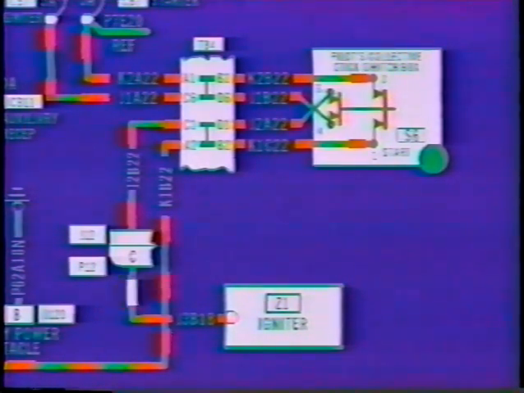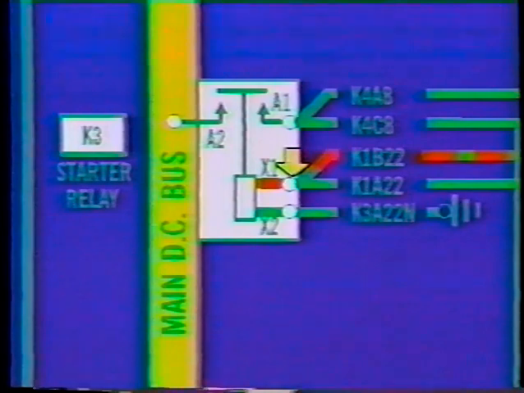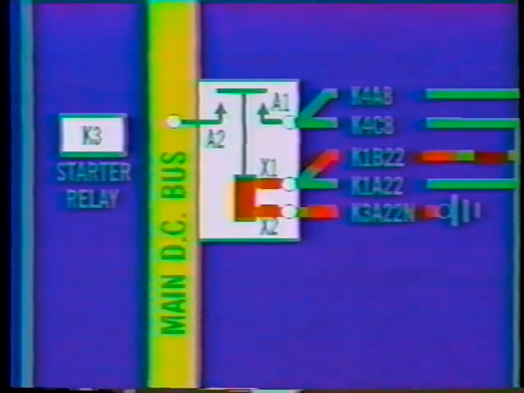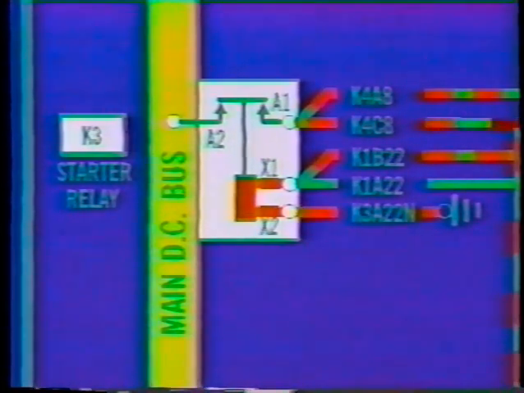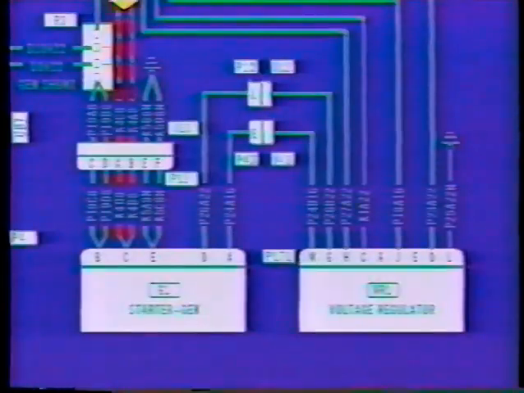You will find this power is being directed to X1 on the starter relay. You have just placed controlling power on the starter relay. Complete the ground on the starter relay at X2. With the ground completed, the plunger falls, and the power on the bus is allowed to flow across the starter relay's terminal A2 through A1, and onto the starter generator's pin C.